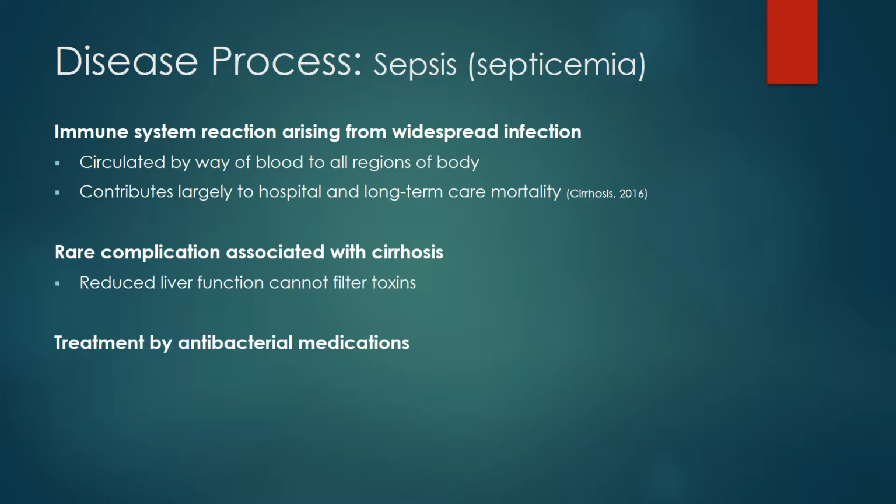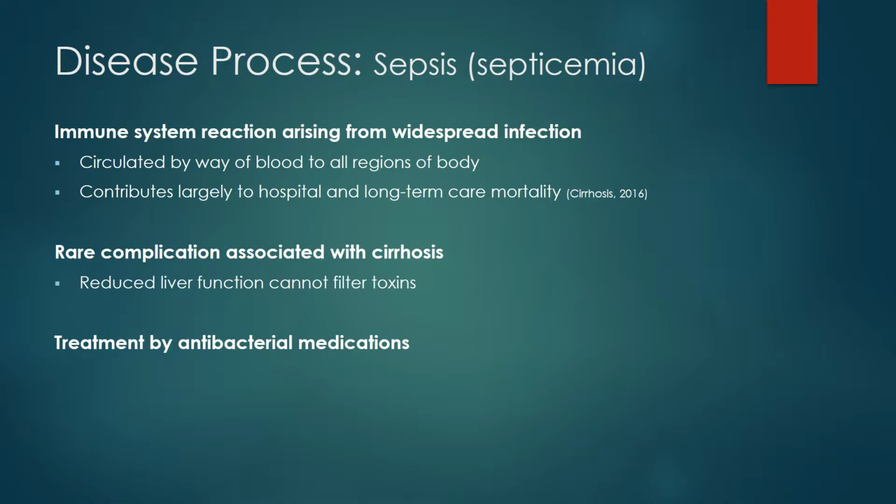Sepsis is similar. Again, they both do travel throughout the blood, throughout the body. And sepsis is unique in that it is an immune system reaction arising from widespread infection. So it is circulated to all regions of the body, again, where all blood flows, which would be into every capillary of the body. And again, it contributes largely to hospitalized and long-term care mortality death rates and sickness within those facilities.